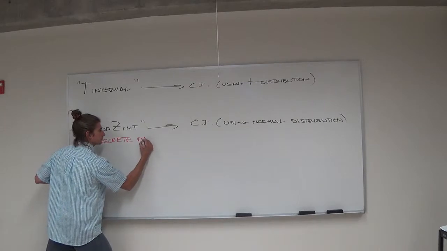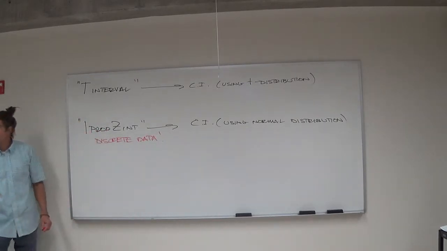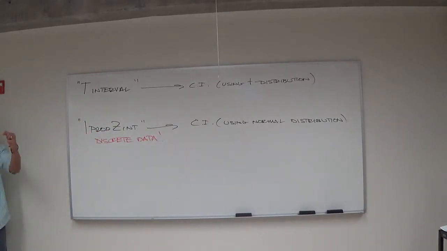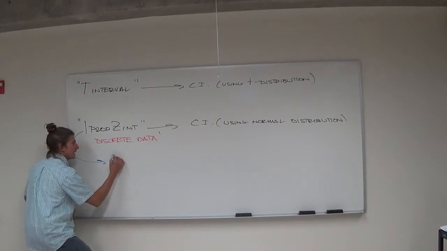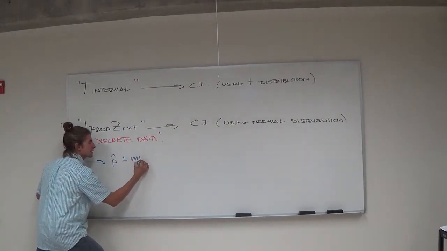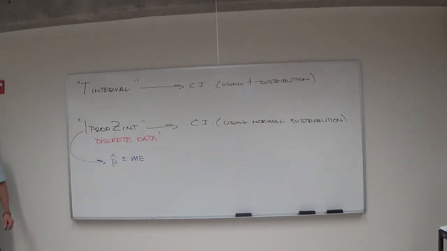It has to be discrete data because you're counting x's and you're counting n's and you're forming the interval around that x divided by n, or p hat. So basically what this thing looks like is p hat plus or minus some margin of error.